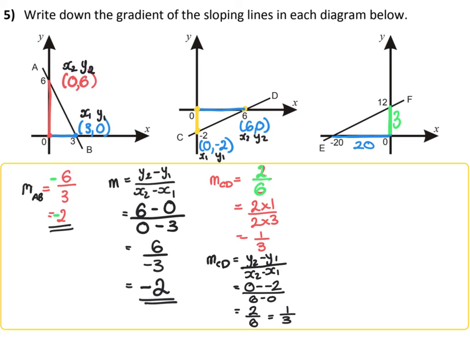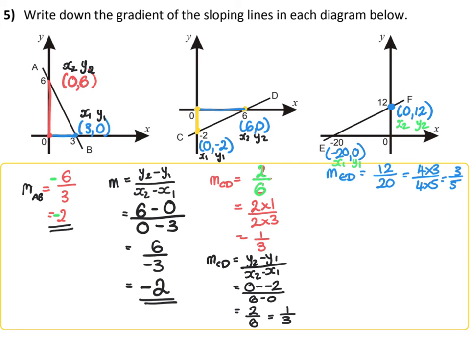Okay, so we have a height of 12, I don't know why I wrote 3. A height of 12 and a horizontal of 20. So using your National 4 formula, height over horizontal, what goes into both of those? 4. So it just cancels down to 3/5.